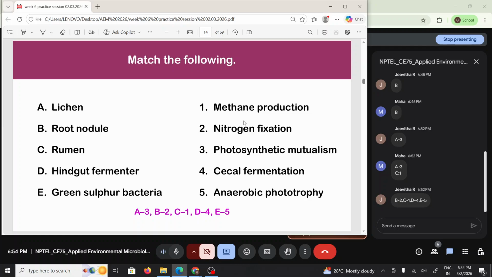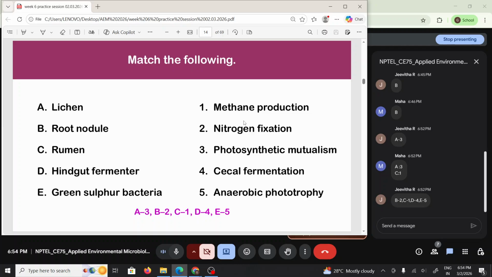Okay, so the answer is A3, B2, C1, D4, and E5. So you're absolutely right. So when we talk about lichen, we have just extensively seen that it is the association between fungi and algae. So here the fungi depends on algae, which produces organic compounds as a result of photosynthesis, and the algae depends on fungi for structural stability and nutrient uptake.